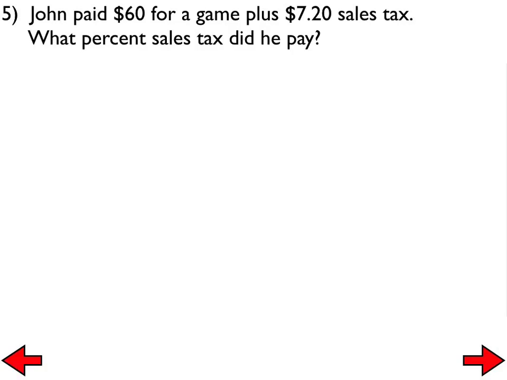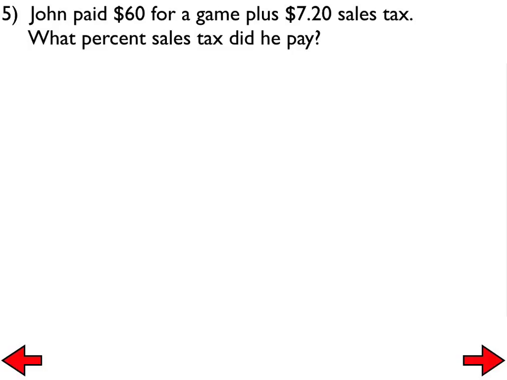Number 5. John paid $60 for a game plus $7.20 sales tax. What percent sales tax did he pay? So let's say you went to GameStop, you're buying that new game for your Xbox, and it costs $60, right? But you go to the counter, and they ask for more than $60. That extra money that you're paying is that sales tax. You don't just pay whatever the price tag says, you have to pay sales tax as well. And that is a percentage of how much you paid. So a percentage of 60 is that extra money you're paying. In this case, it's $7.20 extra.